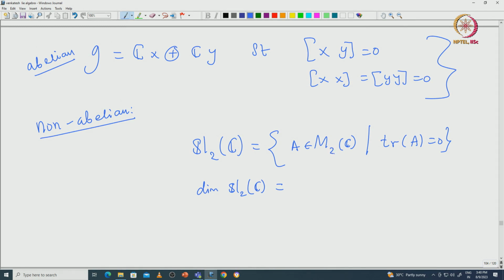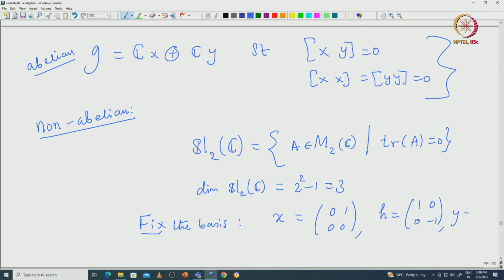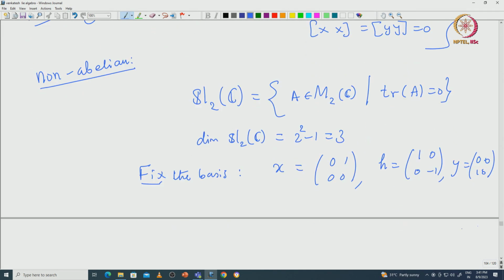The dimension is 2 squared minus 1, which is 3, and there is a natural basis which we fix. What is the basis? We call it X, which is the upper triangular matrix, and then H is the matrix with entries 1, 0, 0, minus 1, and Y is this lower triangular matrix. These are all inside sl2(C) and they form a basis.